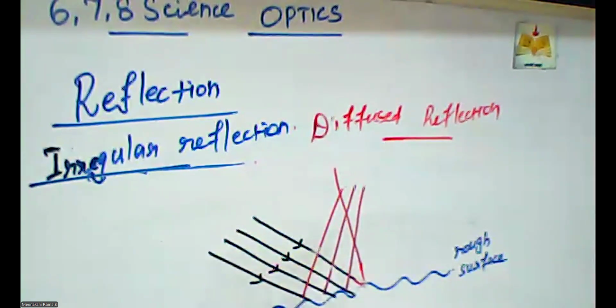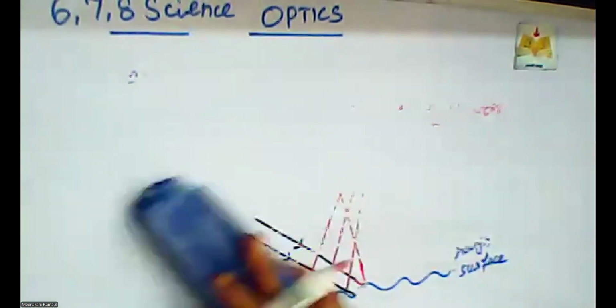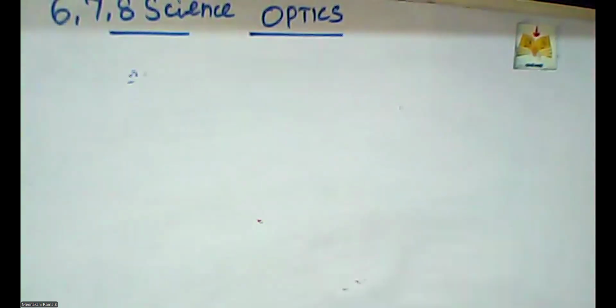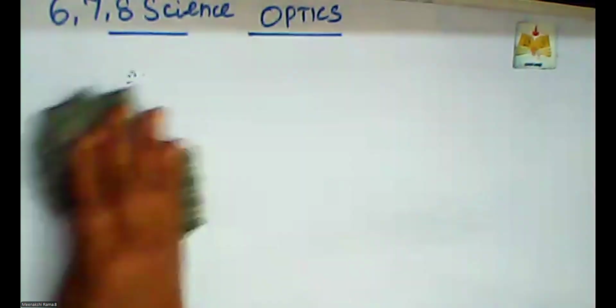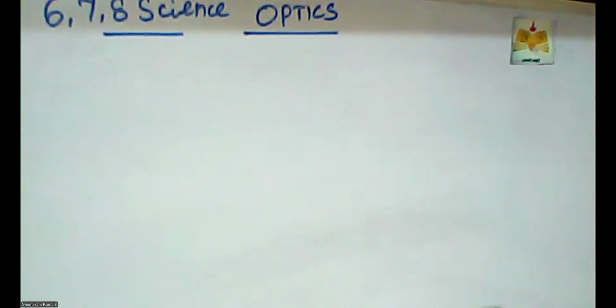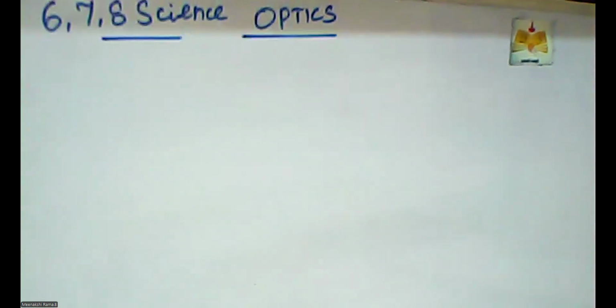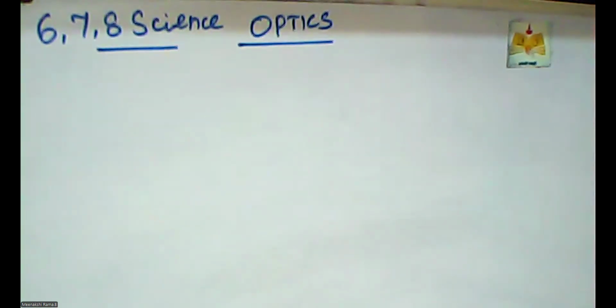Okay, the next topic is how images are formed in a concave mirror. That is the second topic. There are two kinds of mirror: one is concave and the other is convex. That is the basic concept. We already studied in the last session what kinds of mirrors and what kinds of lenses there are.